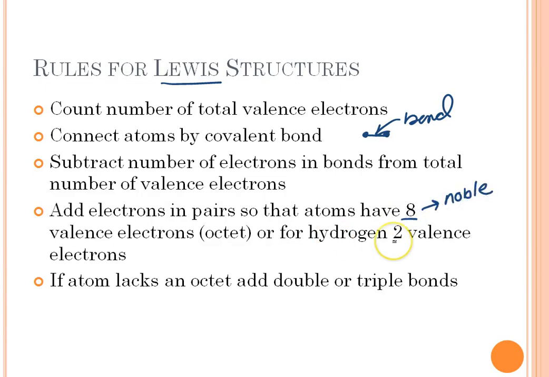And hydrogen wants to be like its closest noble gas, which is helium. And so it will only have 2 valence electrons. It's the only exception we'll look at. And if atoms lack an octet, what we want to do is keep adding double or triple bonds until all of them have the full set of electrons needed.